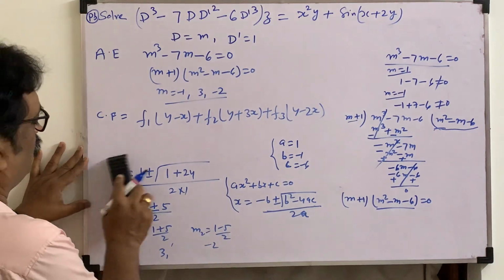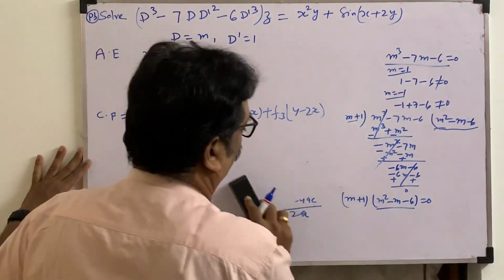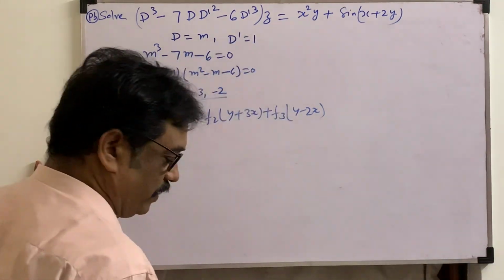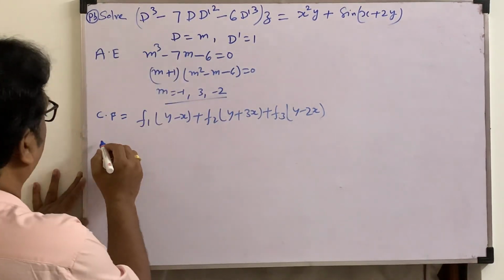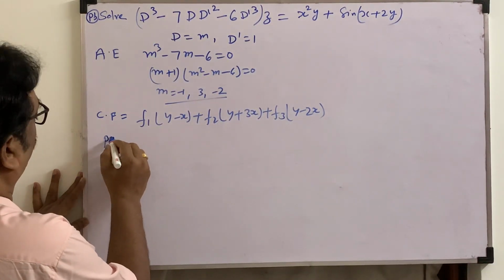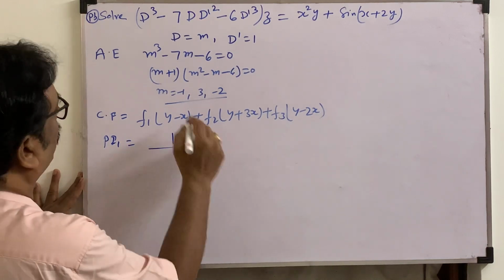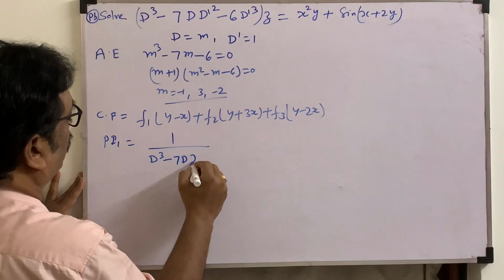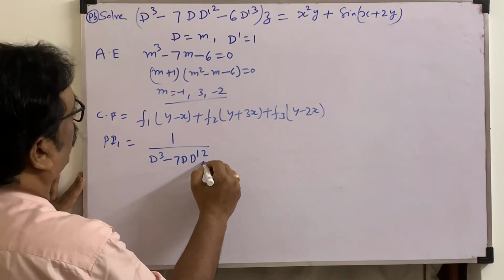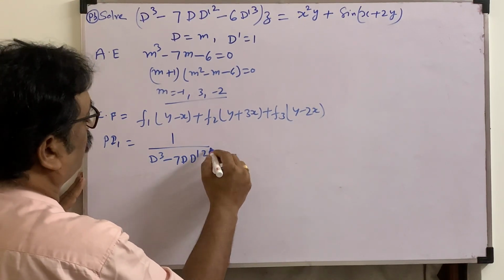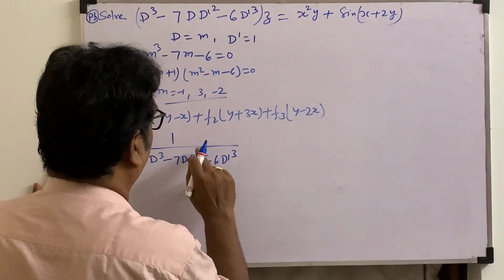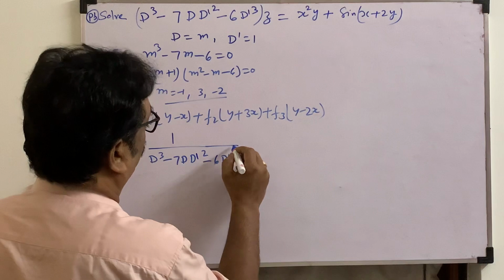Okay. So this is not included in the solution. The side you just calculate and write this. Now the particular integral. So we have Pi1. Now you write this expression: 1 over D cube minus 7 D D dash square minus 6 D dash cube, of x square y. Here D dash power 3, and here D dash power 2.